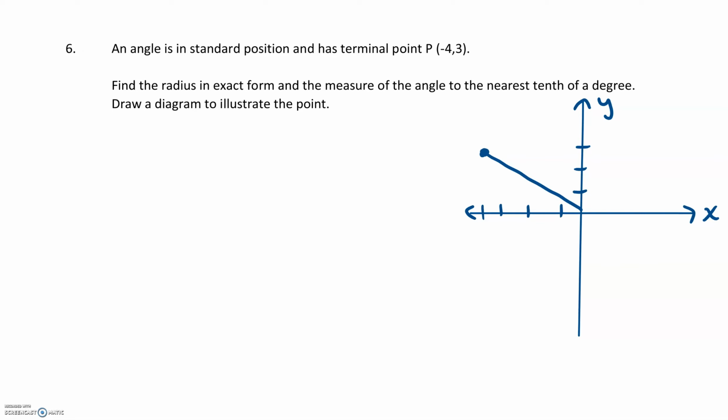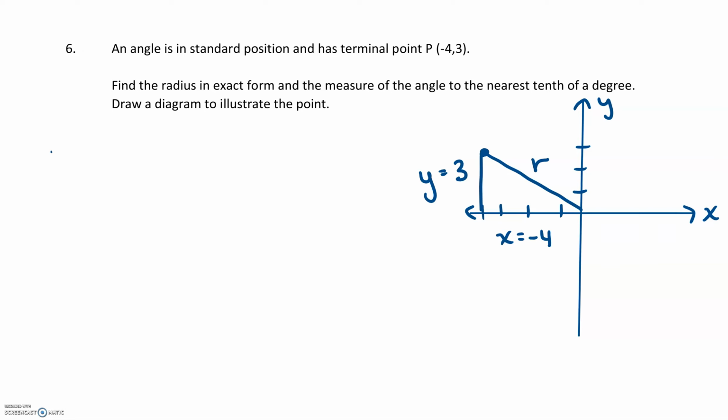There are still people doing this. That is not okay. The triangle has to be created with the initial arm, which is the x-axis. Your triangle has to look this way. So in this case here, I'm going to go ahead and put that x equals negative 4, y equals 3. If you put your x and y in the wrong spot, you're going to have problems. So make sure you know which one's x, which one's y, and which one's the radius. So we need to find the radius in exact form.